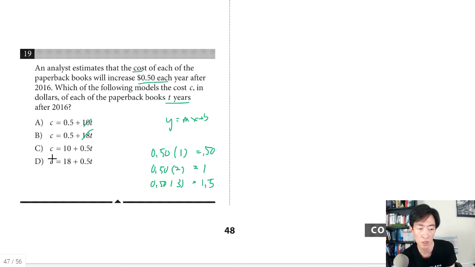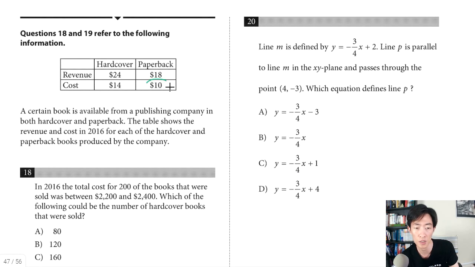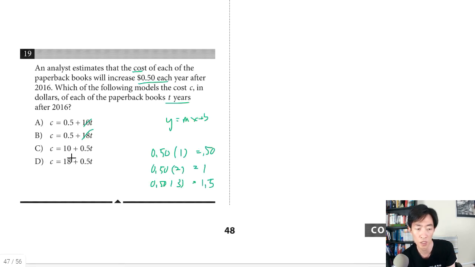And then the only question is, do we start off with 10 or 18? And for that, you just have to look up at the graph, and you'll see that the cost is 10. So that means we eliminate choice D. They just put that in there to confuse you, and the answer is going to be C.